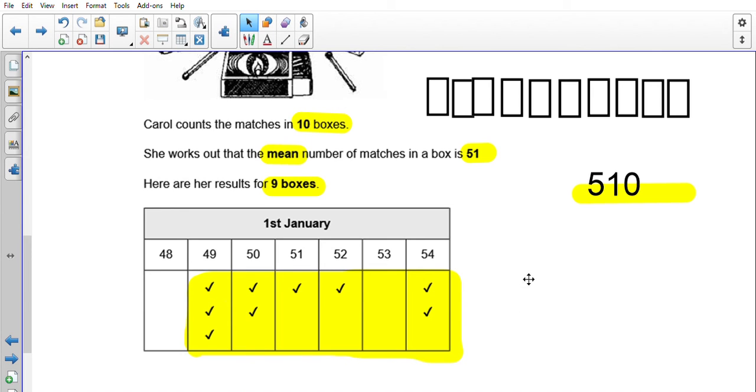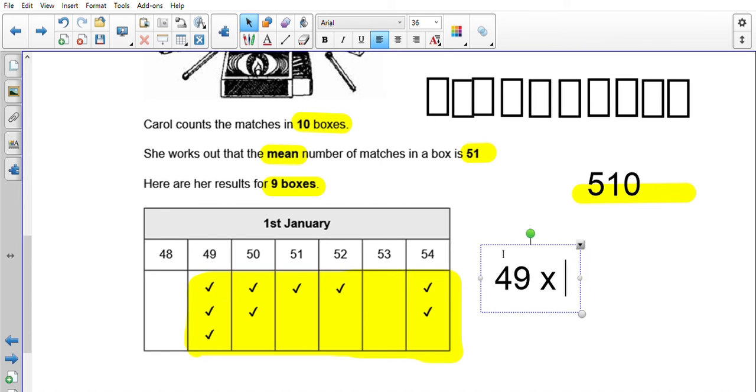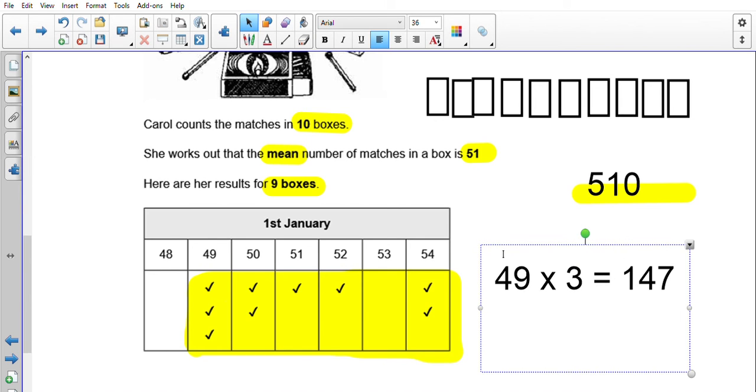So what I'm going to need to do here is some calculations. So I'm going to need to do some things such as 49 times 3, which is going to give me an answer of 147. I need to do 50 times 2, which is going to give me 100.